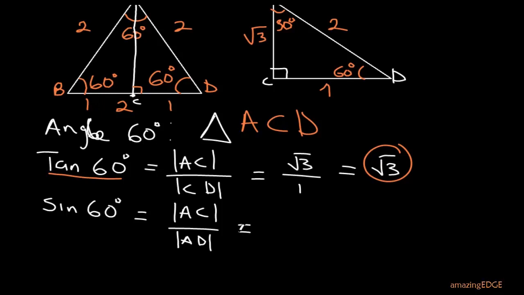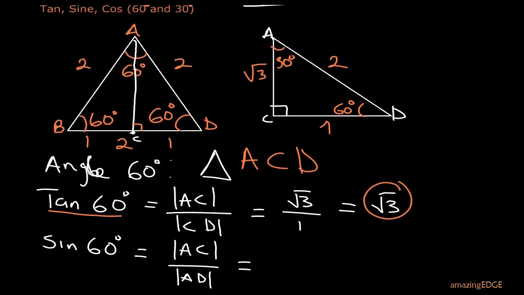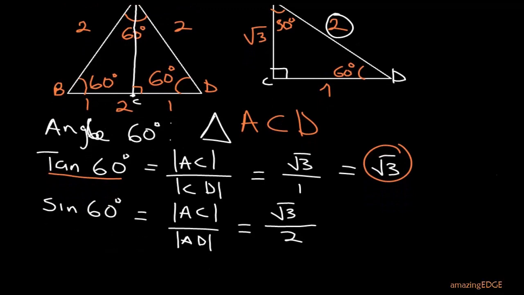So if you look at line AC, we have √3. So we write √3 here. Then we go back to line AD. That's the hypotenuse, and what we have there is 2. So at the end of the day, sine 60 degrees is equal to √3 over 2.